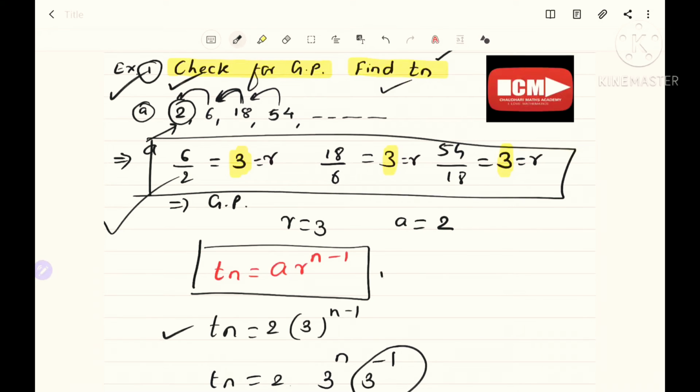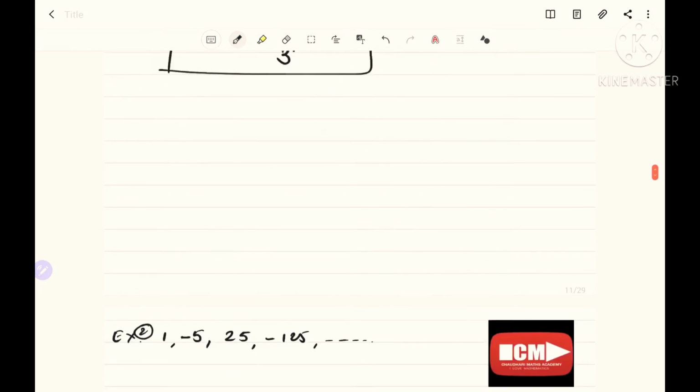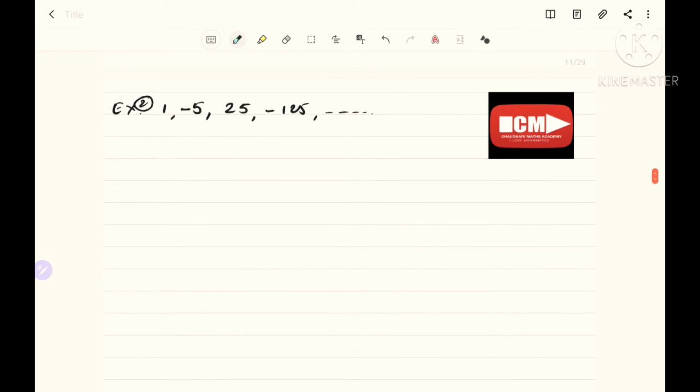And we also find the nth term of a geometric progression. Okay, let's quickly discuss the same question. You have to check whether this sequence is in GP or not, and if it is, then you have to find Tn for it. If you observe, the first term is 1.